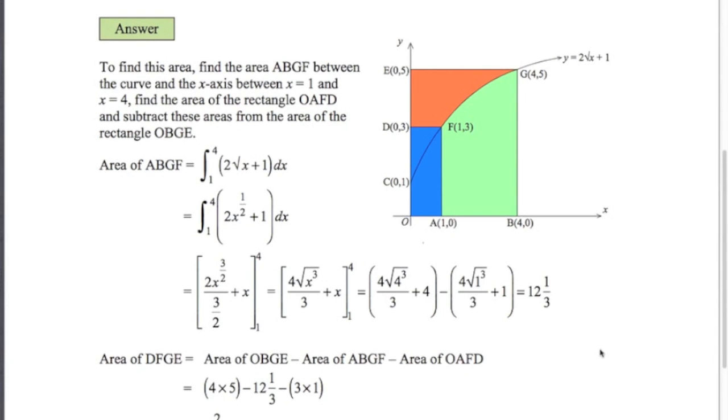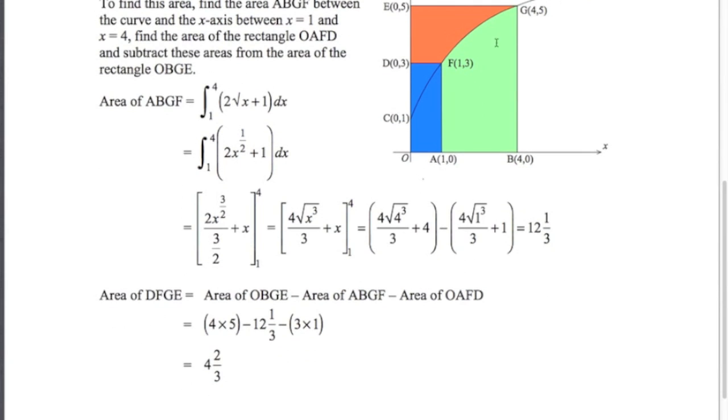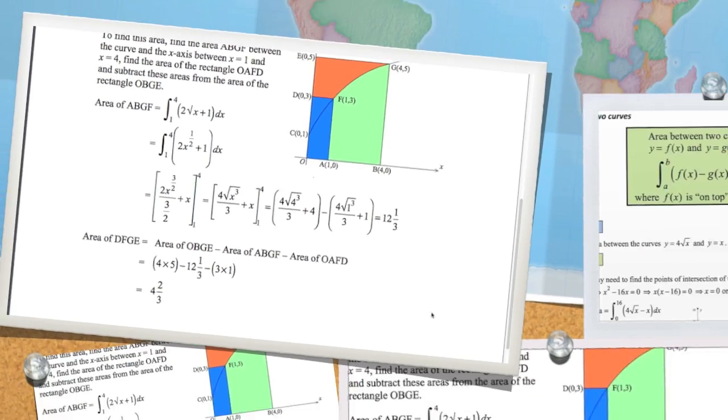So the area of the shape that we're looking for is just the area of this whole rectangle here, which is 4 times 5, minus off the green area, 12 1/3, and minus off the area of this blue rectangle, which is just 3 times 1. Hopefully you can see that doing that will give us the orange area, which is 4 2/3. I think that's the easiest way to handle these kinds of questions if you're asked to find an area between the curve and the y-axis.